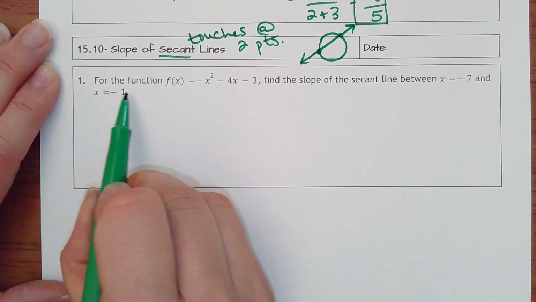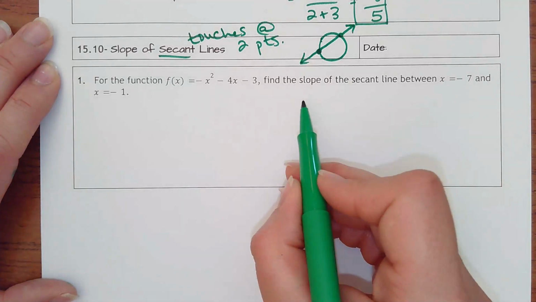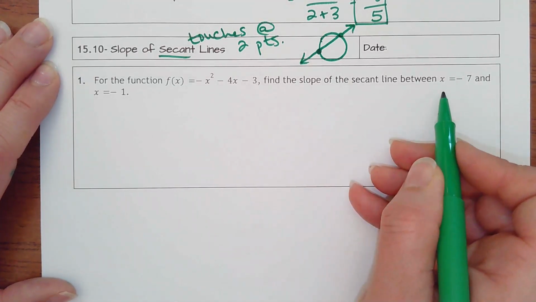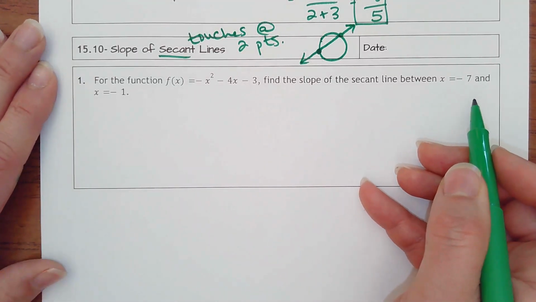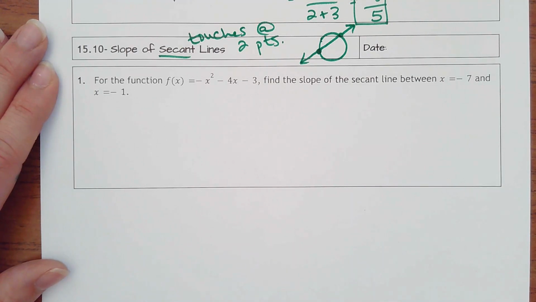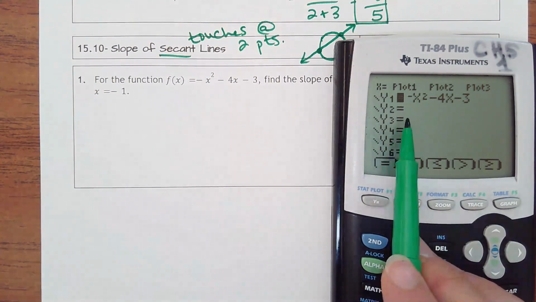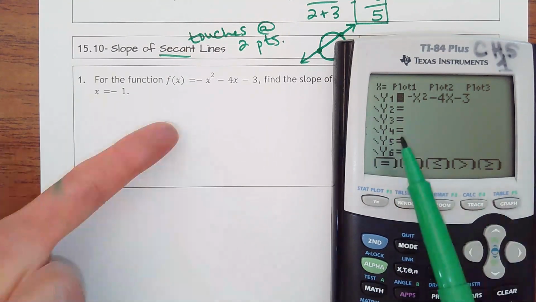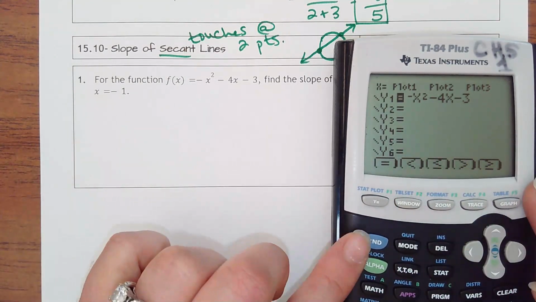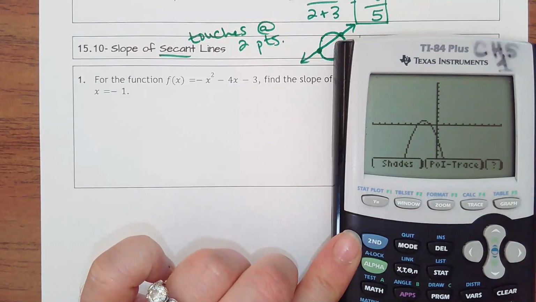So it's going to say for this function, it gives you an equation, find the slope of the secant line between x equals -7 and x equals -1. If you wanted to put it in your calculator and look, which for one we should know it's a quadratic parabola and it's negative, so it's going to open down, it looks like this.